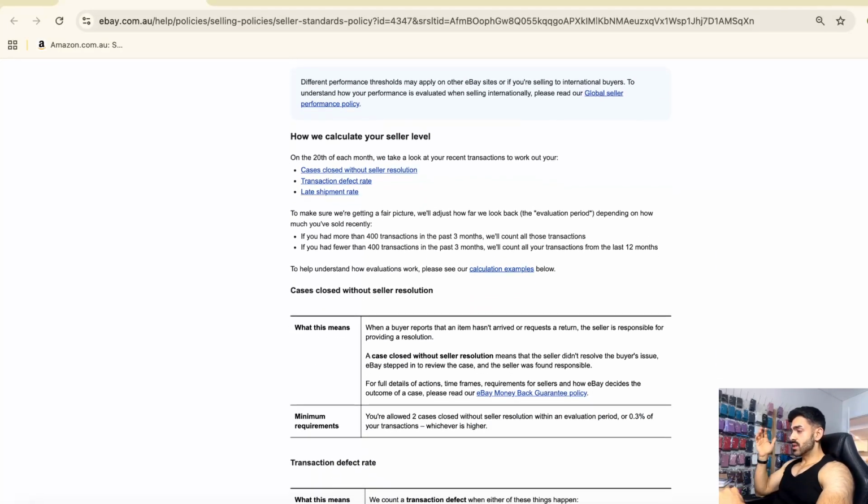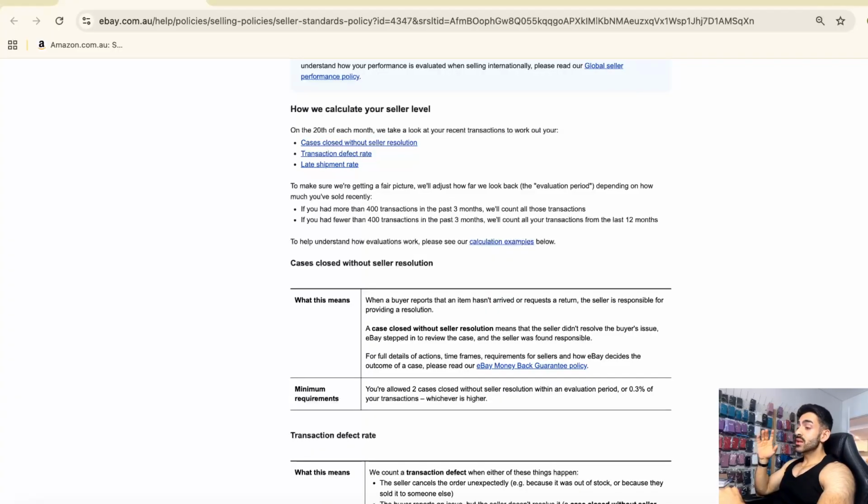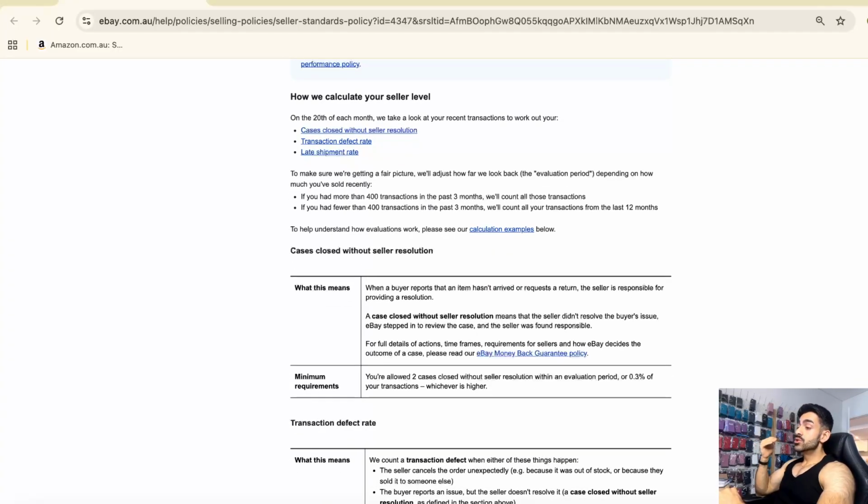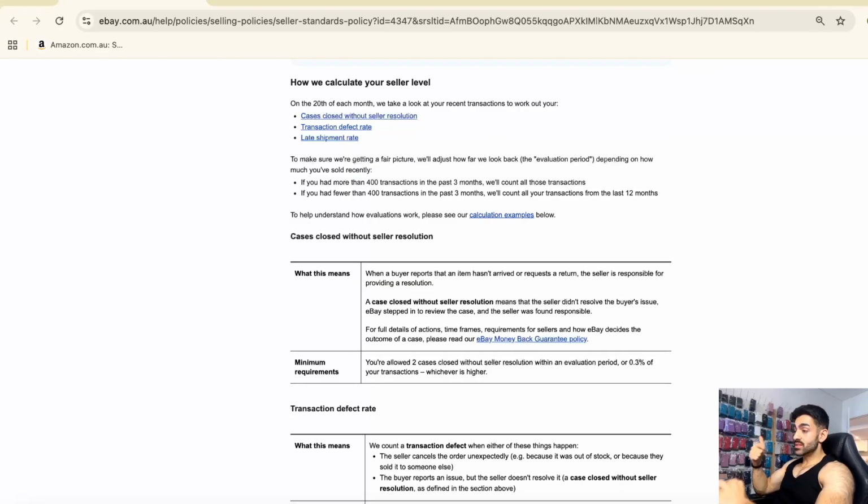How we calculate your seller level: on the 20th of each month, we take a look at your recent transactions to work out your cases closed without seller resolution, your transaction defect rates, and your late shipment rate. Okay, your transaction defect rates, including the cases closed without seller resolution plus the late shipment rate. So they calculate this together, and then they give you a transaction defect rate for that.